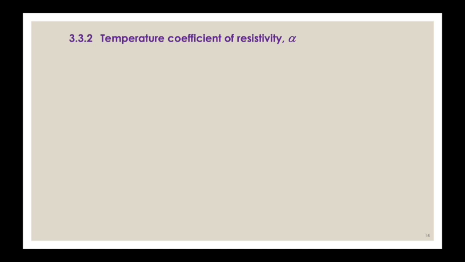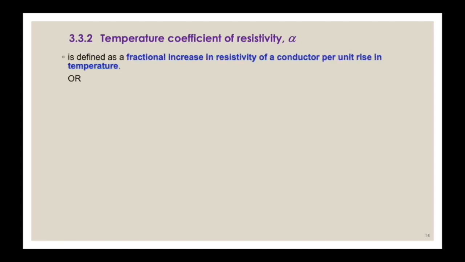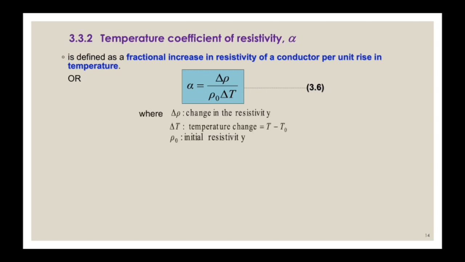And we have a new parameter, which is alpha. Alpha is the temperature coefficient of resistivity. It is the fractional increase in resistivity of a conductor per unit rise in temperature. Mathematically, alpha is equal to delta rho over rho naught delta T, where delta rho is the change in resistivity, delta T is the change in temperature, and rho naught is the initial resistivity.